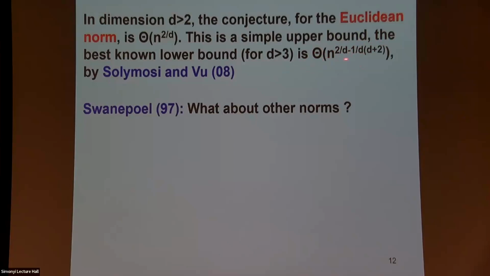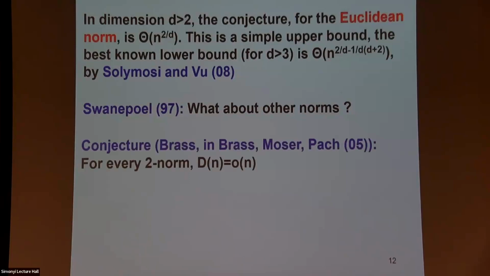And here is what is known for d bigger than 3. So this question is still difficult and very wide open. And again, one can ask, and people ask, so specifically, this maybe is first mentioned by a paper of Swanepoel, what about other norms? And there was this specific conjecture of Brass that appears in the book of Brass-Moser-Pach.